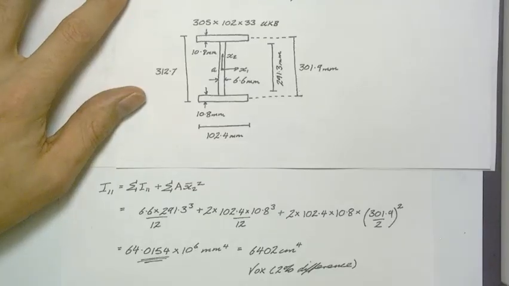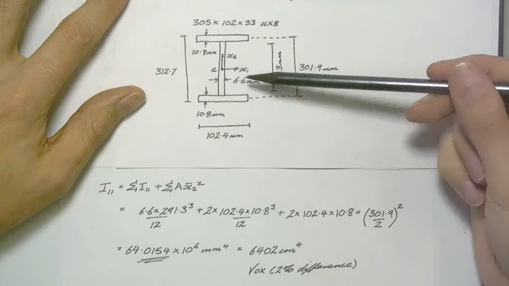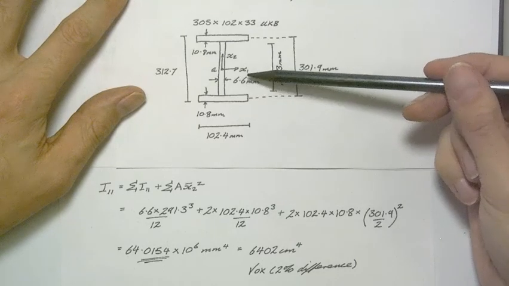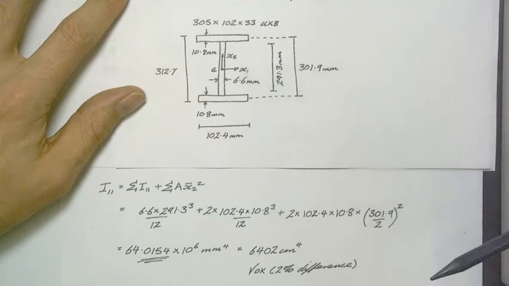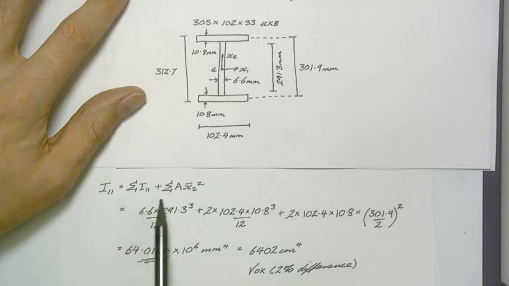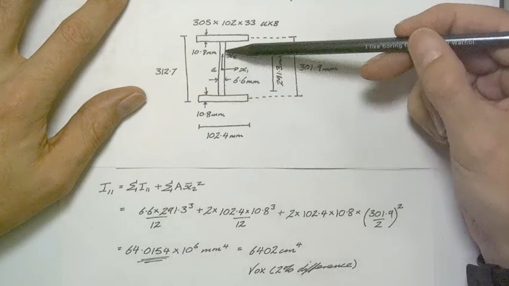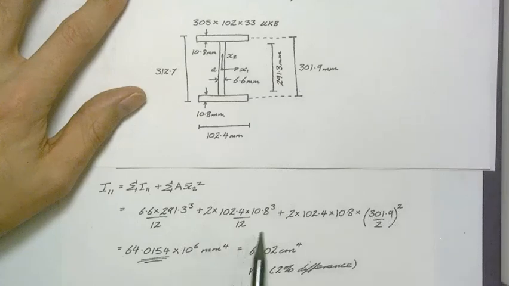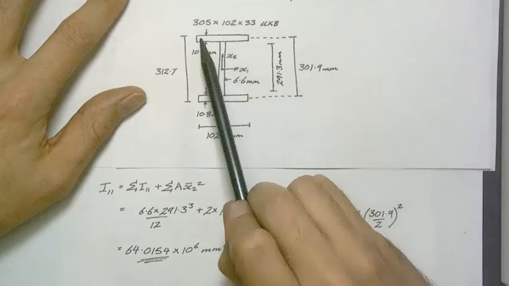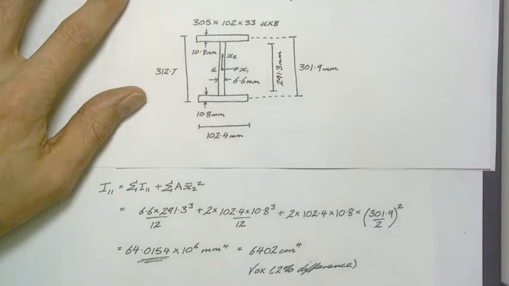For I11, so that's the second moment of area about the x1 axis, we just go through the same process as we've been through before when we looked at the previous worked example. So we have the local contributions from the parallel axis formula. So the local contributions, obviously here we have the contribution from the web part. Here we have the contribution from both of the flanges, so the top and the bottom flanges here and here.